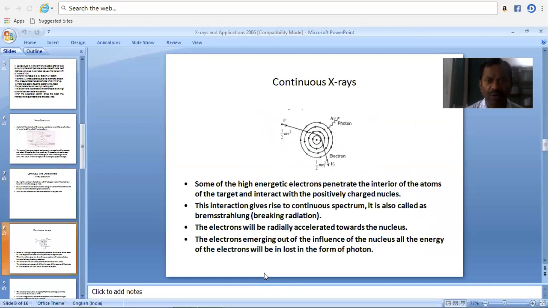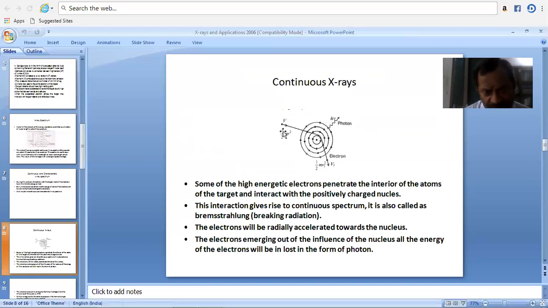Now we'll go into details about the continuous X-ray spectrum. This is the diagram. We can see at the center it contains the nucleus. The first circle is the K shell, the second one the L shell, next the M shell, and then the N shell. In those shells, we know electrons are present. In the K shell, 2 electrons. In the L shell, 8 electrons, and so on.